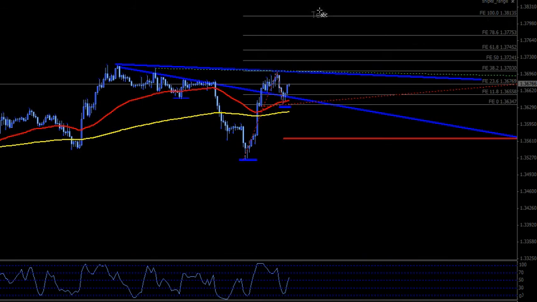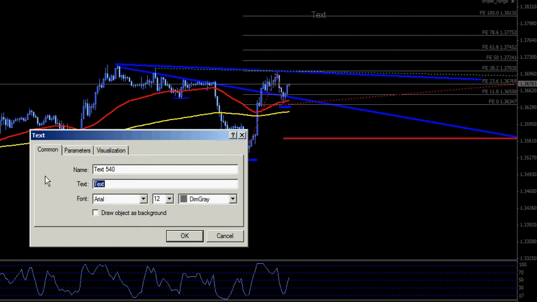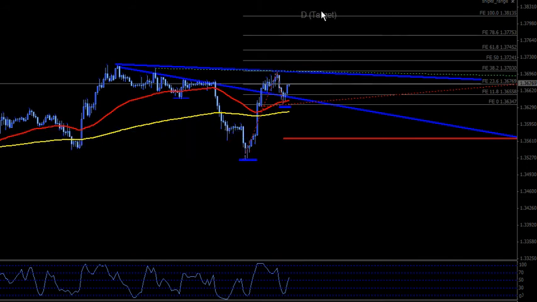So let's label that D and target, and that's what we're after. Now, as I stated before, this Head and Shoulders, this inverse, is not technically an inverse until we have a close above the trend line, the neckline here. But it is an inverse forming.